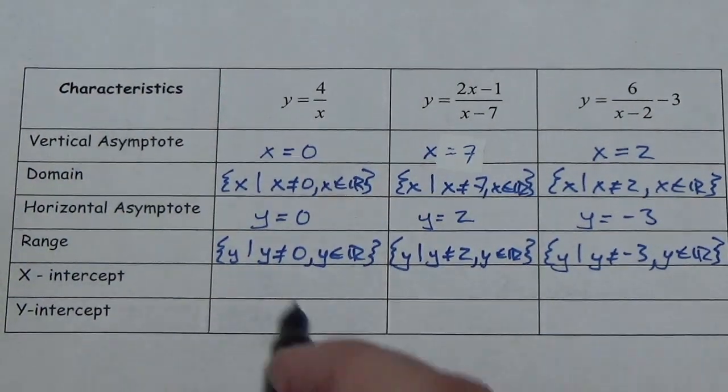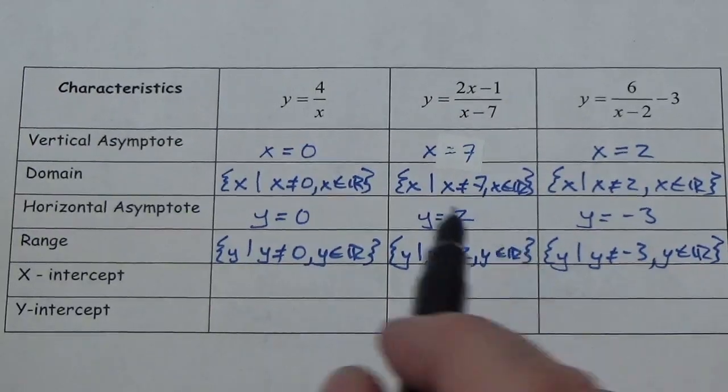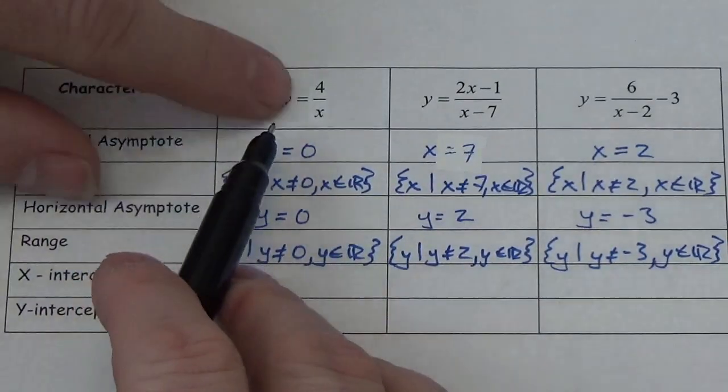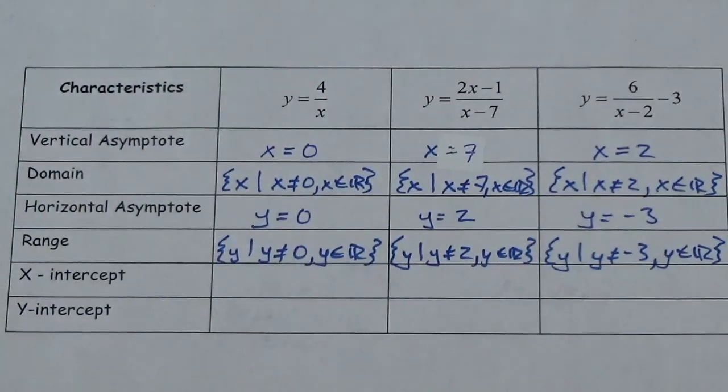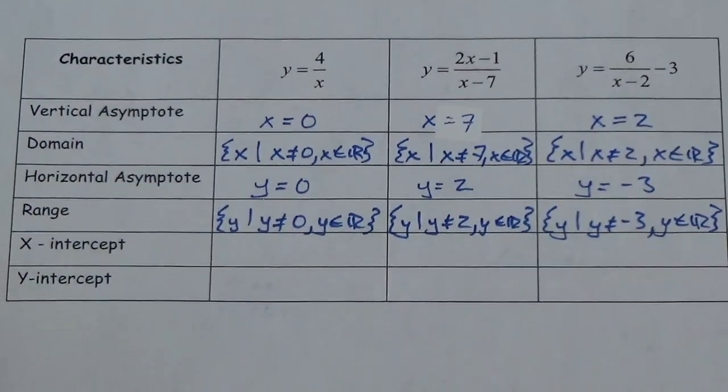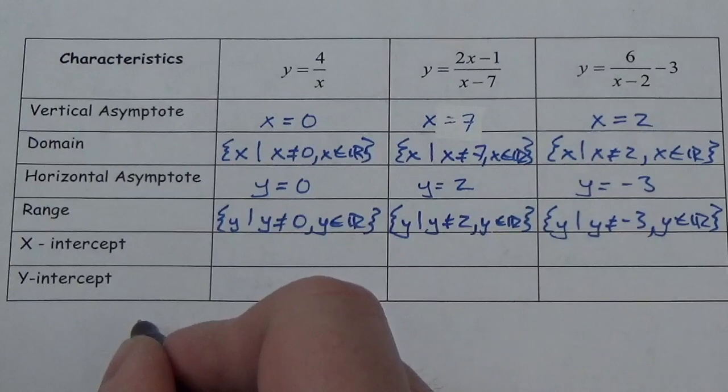The x-intercept is going to occur when y is equal to 0. Now, finding x-intercepts almost always requires solving an equation. So let's take a look at that first one.